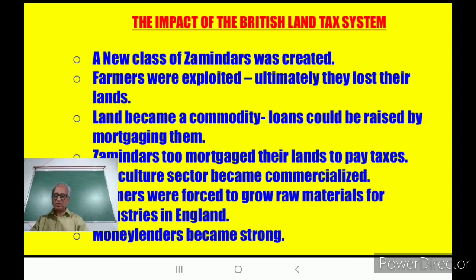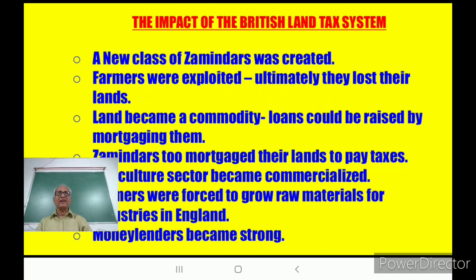Friends, in our last class, we had discussed the different kinds of land tax systems that were prevalent in India in the 18th century. The Zamindari system, the Mahalwari system, the Rayatwari system. These were in practice in different parts of India. Each of these had their own merits and demerits, drawbacks.